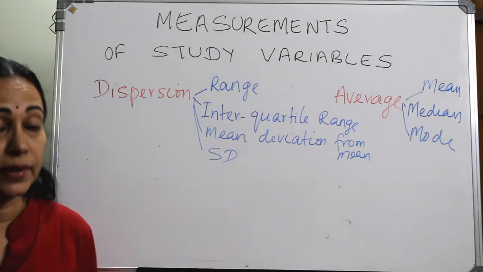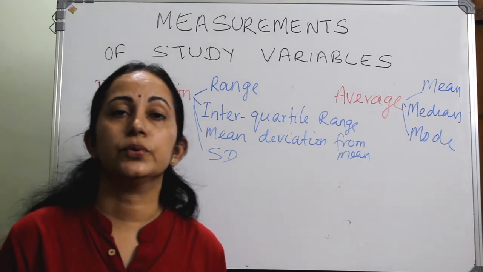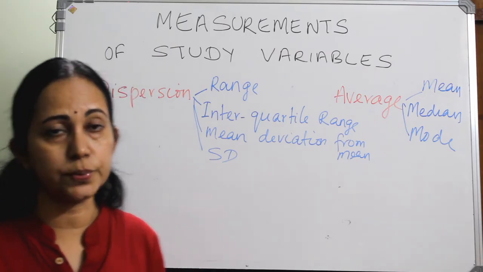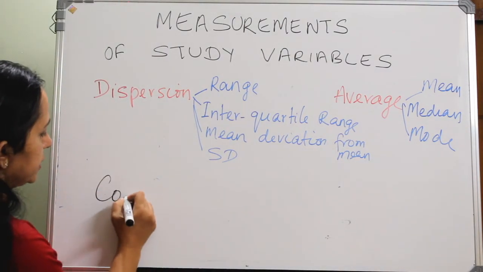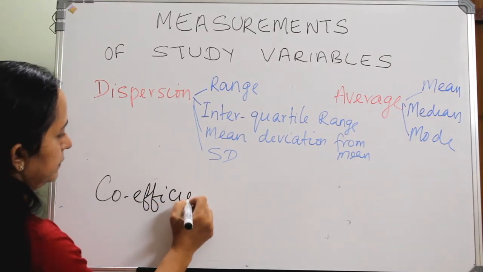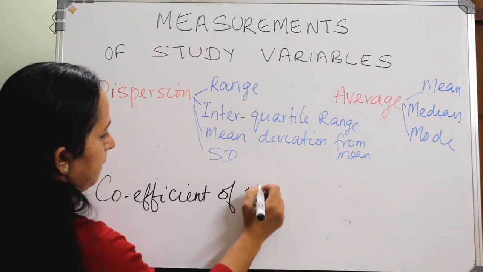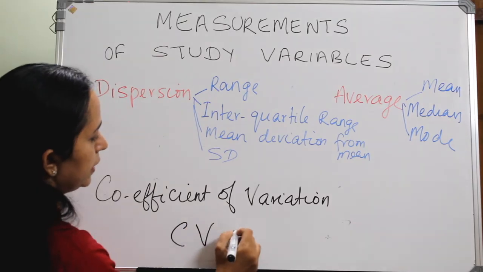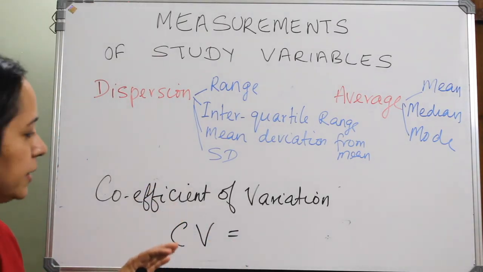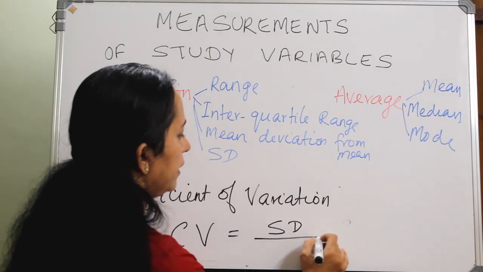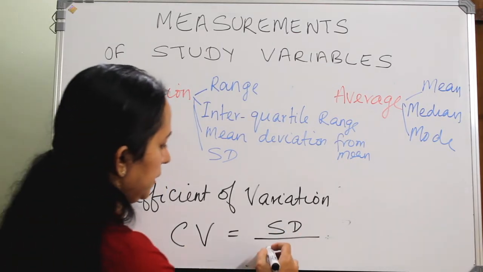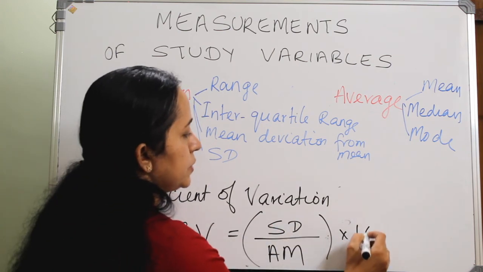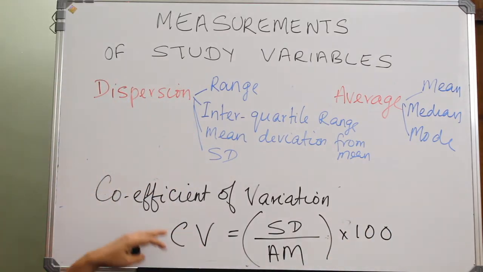Also, if you want to compare the variability in different groups, you have to use the coefficient of variation. We calculate it as CV. That is standard deviation divided by mean. Mean is the same as arithmetic mean. We take the percentage of this. Okay, so this is the coefficient of variation.